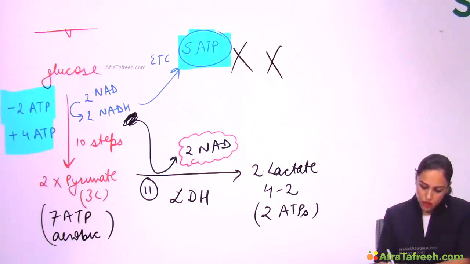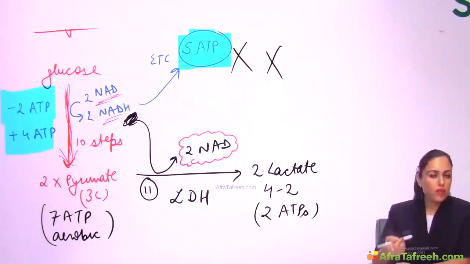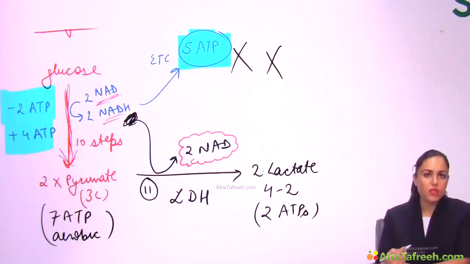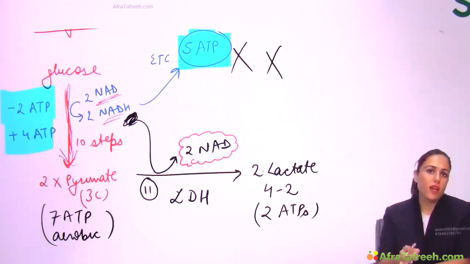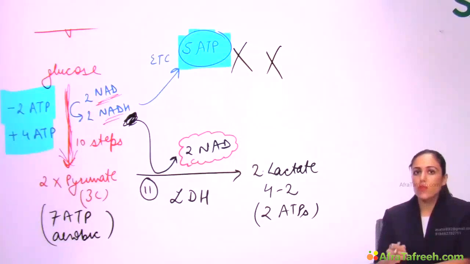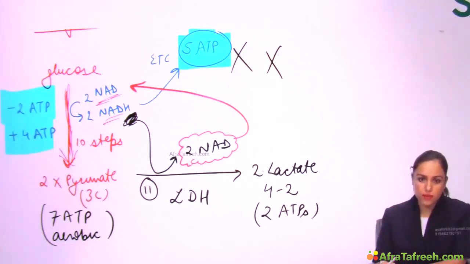Why? See, if NAD is not formed, then what will happen? Whenever glucose forms pyruvate, NAD forms NADH. So after some reactions, the NAD of the cell will be finished. So now glucose cannot be converted to pyruvate. So we need NAD actually. So this extra step of anaerobic glycolysis is for the regeneration of this NAD so that it can be used again for conversion of glucose to pyruvate. So this step is for regeneration of NAD.